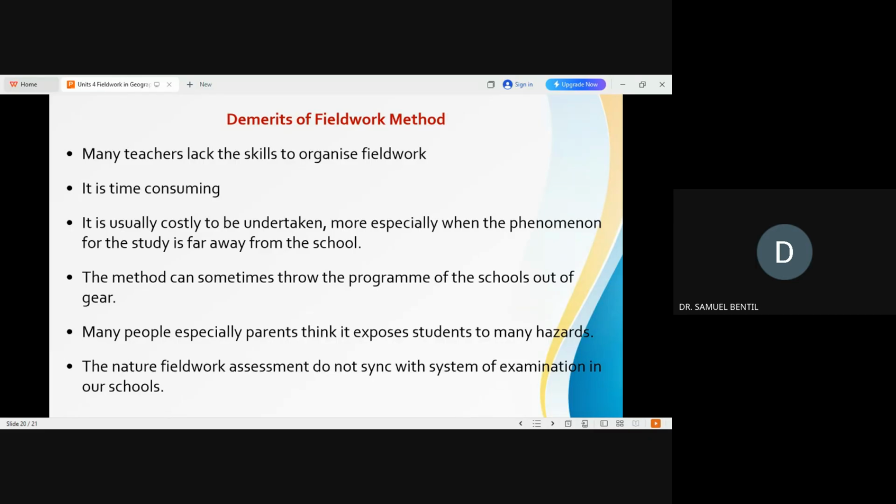And many people, especially parents, think it exposes students to many hazards. So some parents fear to let their children travel far for excursion. You remember what happened at Kintampo? Is it Kintampo? Or the Wenchi waterfalls. You remember there was a waterfall in Wenchi where some students went and there was some accident. Do you remember? Yes, sir.